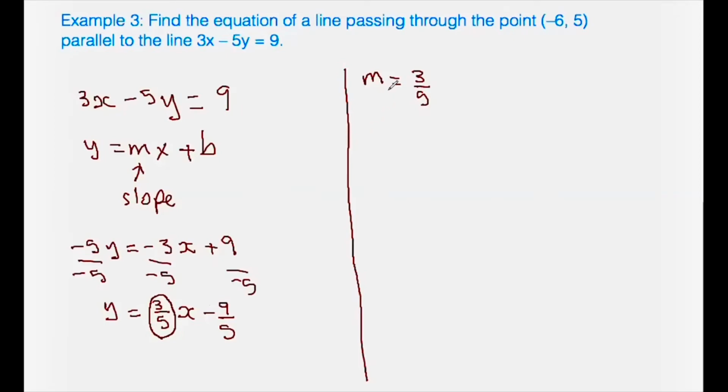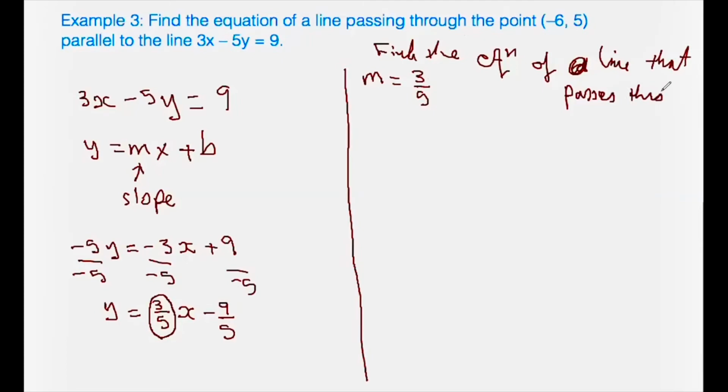So the question now changes to: find the equation of a line that passes through negative 6 and 5, with slope 3 over 5. That's what the question becomes after you've done this work.